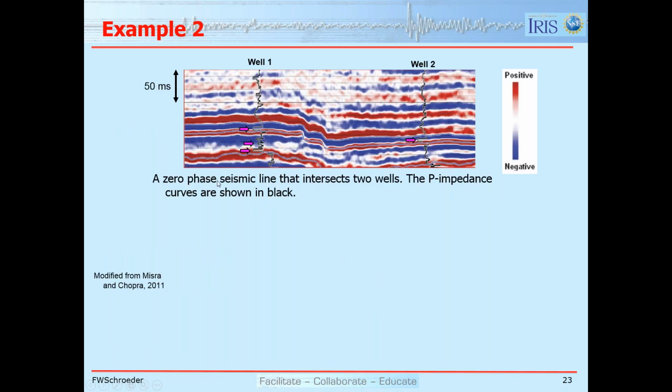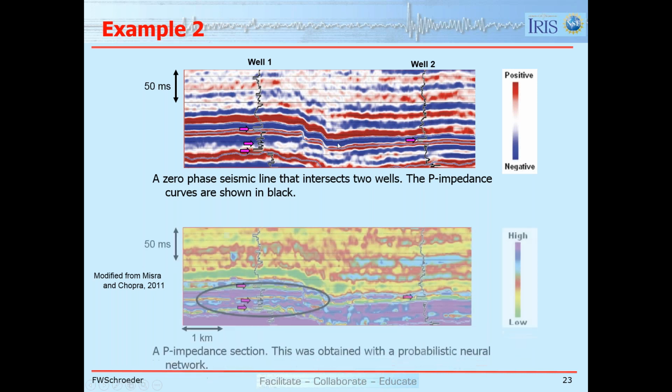Another example, zero phase data. In this case, we have one well at this location, another well at this location. The black blocked log is impedance, and the purple arrows are showing some low impedance zones. It's not too simple on the zero phase data to figure out where the low impedance zones are.